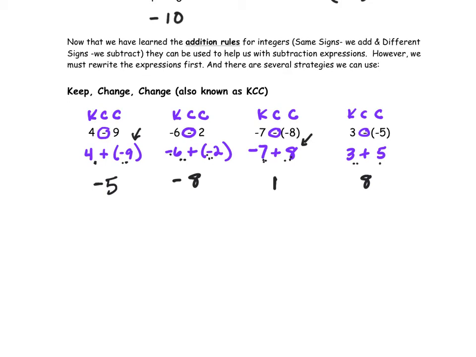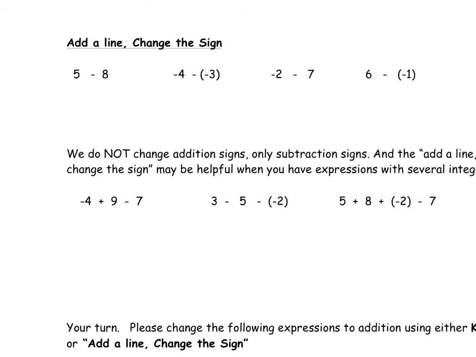So now let's go to the back side, or the next page. This next strategy is called add a line. We add a line to the minus sign, change the sign. Because it rhymes, it's easy to remember. Add a line, change the sign.